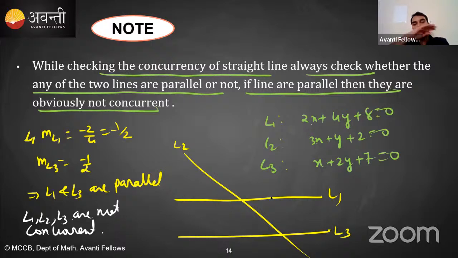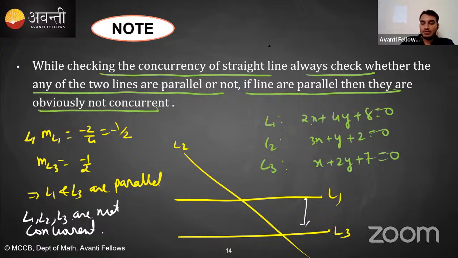Yes or no? Because if two lines are parallel, there will be no point of intersection. So if the question is just asking whether these three lines are concurrent or not, first check whether any two lines are parallel or not. If they are parallel, then obviously they are not concurrent because two parallel lines will never meet. Is this clear, students? Tell me quickly in the chat box.